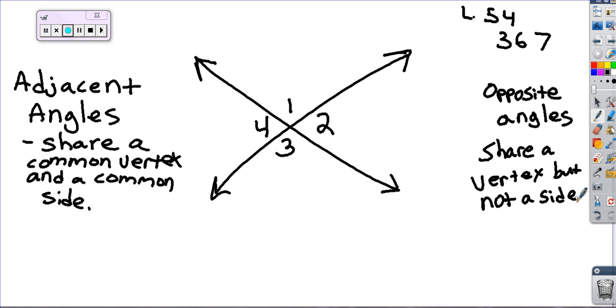A couple other things about opposite angles. Opposite angles are congruent, which means they're the same. So in the four angles we drew out, we can label them a certain way. Angles 1 and 2 are adjacent because they are right next to each other. If you look, 1 and 2 share a vertex and they also share a common side.